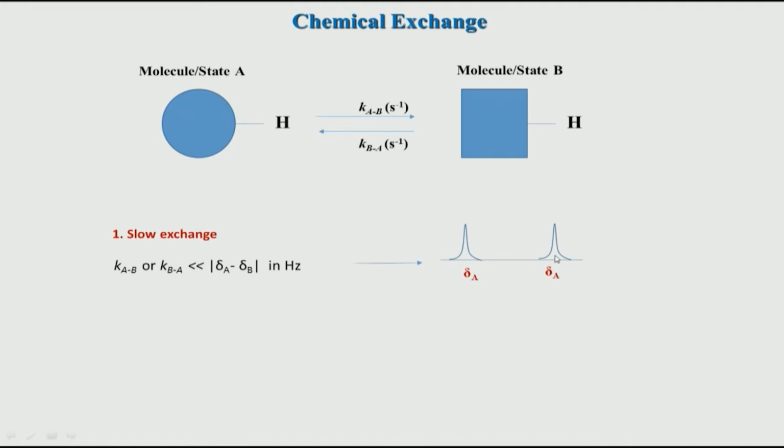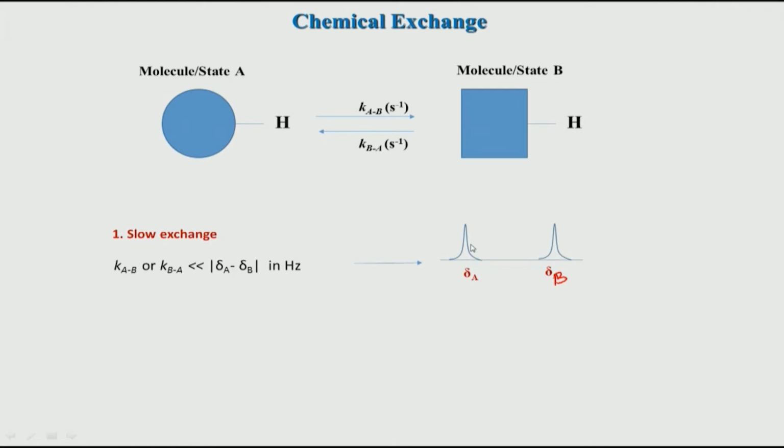So, how does the spectrum look in the slow exchange process? The spectrum does not change at all. Let us say this is your state A and this is state B. The same hydrogen atoms in the two different states will have two different chemical shift values, and they will show two separate peaks. So, this is H A and this is H B.